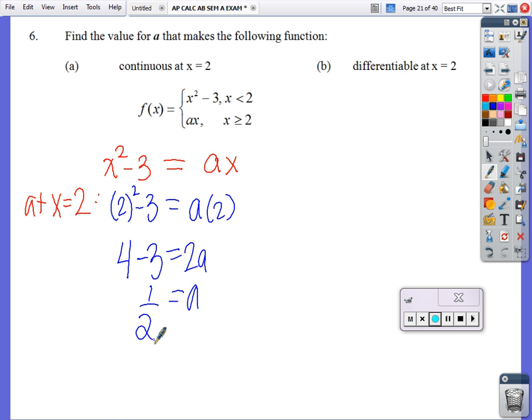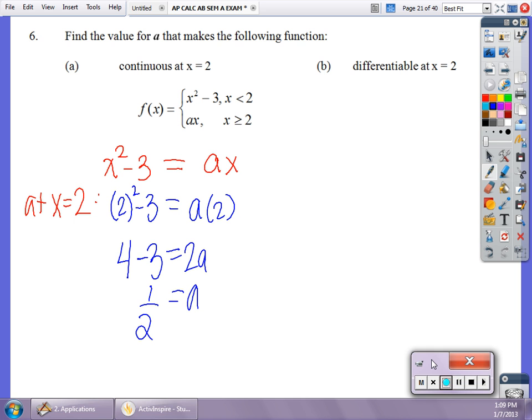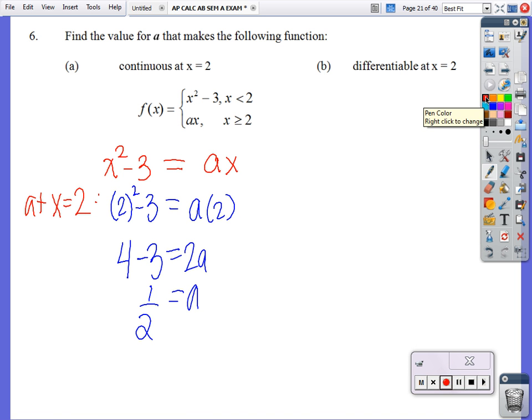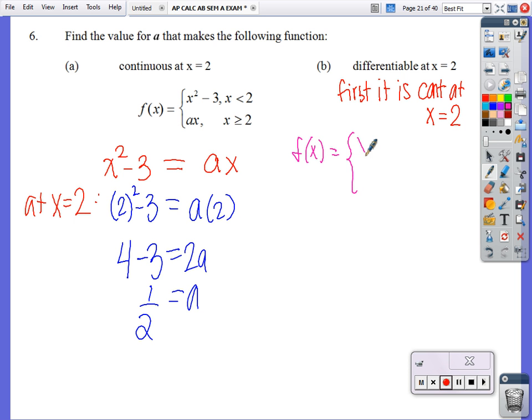Now, B is a tricky question because the only way for the function to be differentiable at x equal to 2 is if first it is continuous. If you remember a second ago, we just found that the only way it would be continuous is if a was equal to 1/2. So I'm actually going to rewrite the function because this function here is continuous. Now they want to know if there's a value for a that would make the function differentiable. The only way this would work is if the a value is 1/2.